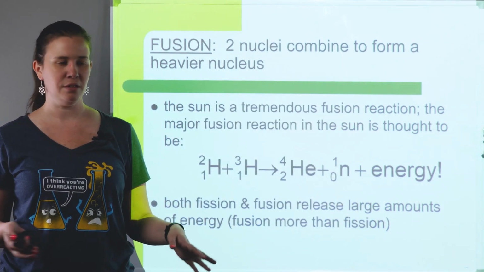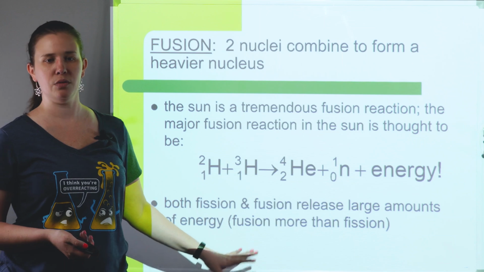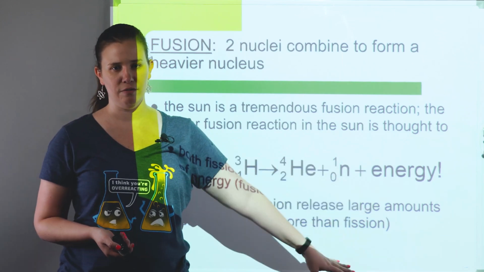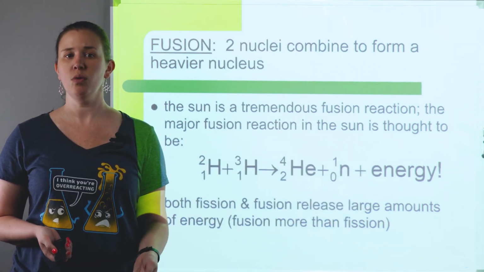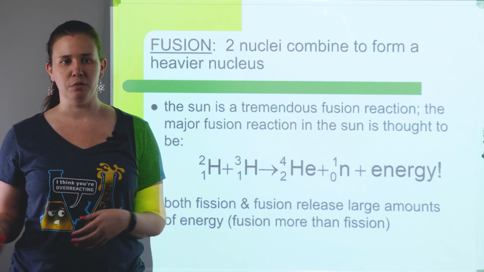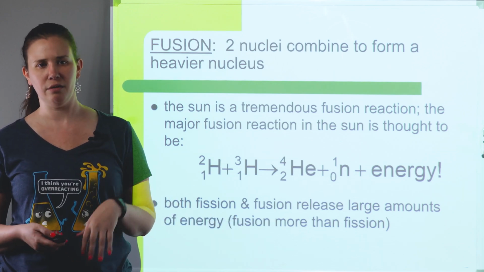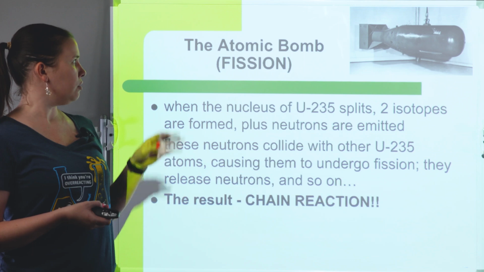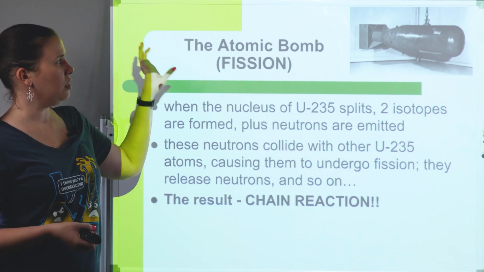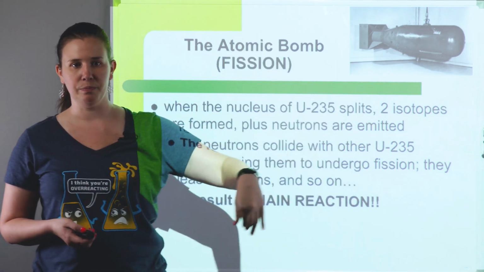So there is a difference in the amount of energy. Fusion produces a ton more energy than fission. Fission still produces way more energy than a typical exothermic reaction. So it's kind of a hierarchy here. So let's first look at fission in the use of the atomic bomb.